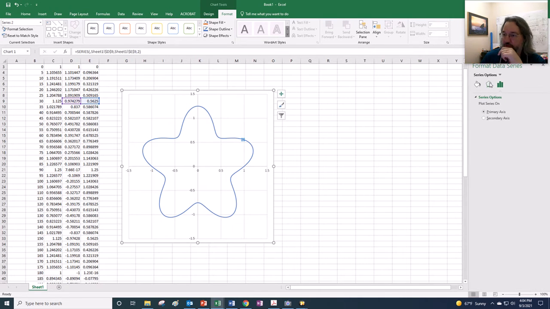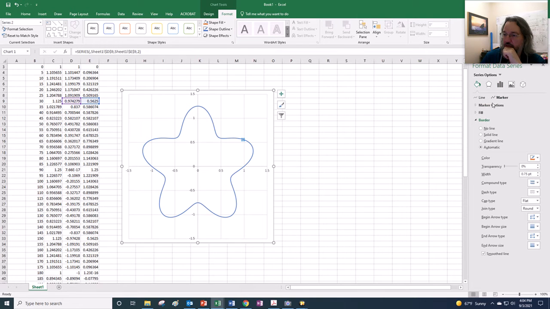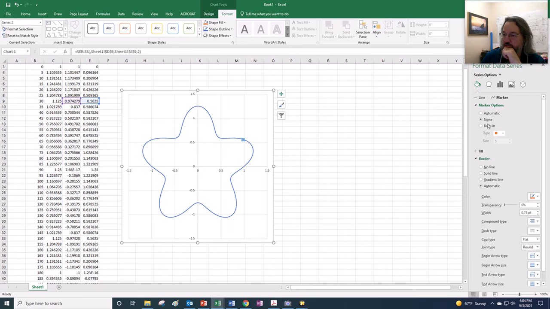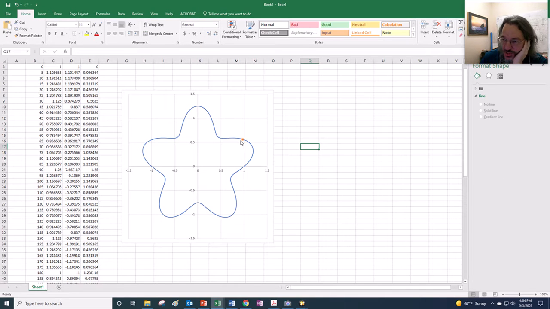And if I wanted to, I could come in here and make a marker out of that. So marker options, and make it built in. So right there, that's the point that we're looking at. We can expect that the velocity is going to be tangent to this at this location right there. It looks like it's kind of coming up on a slope right there.